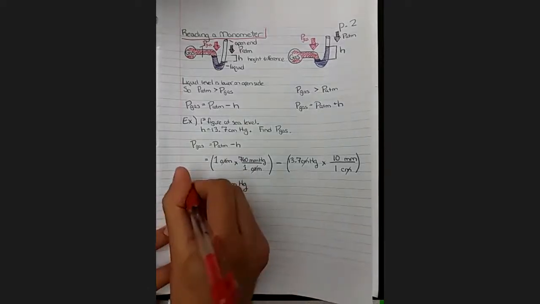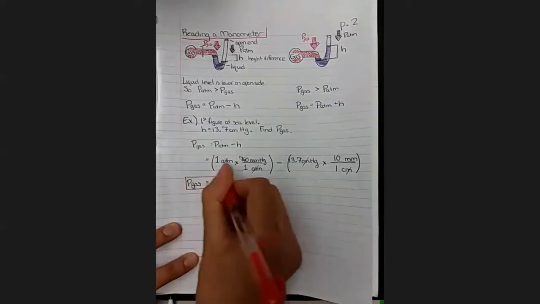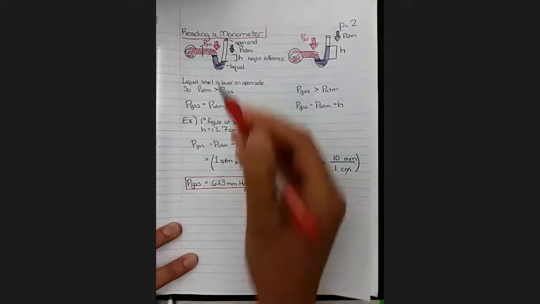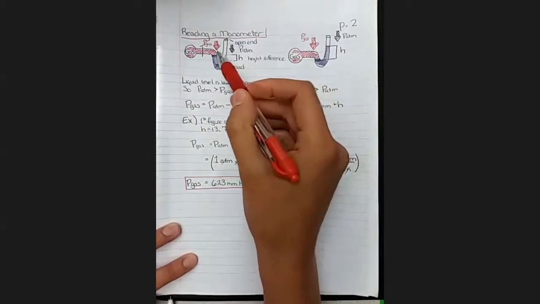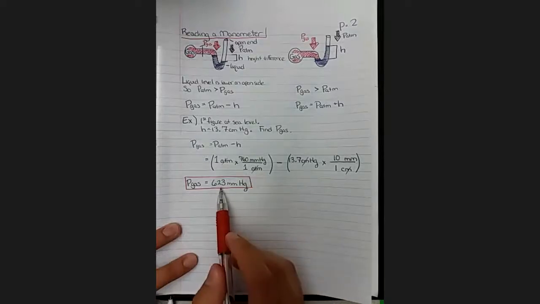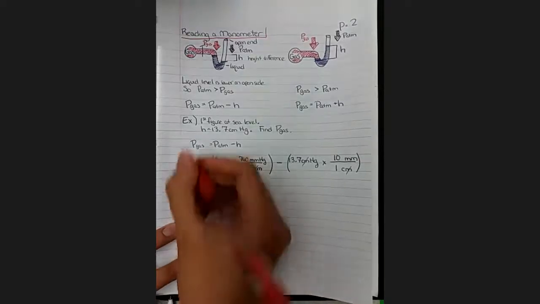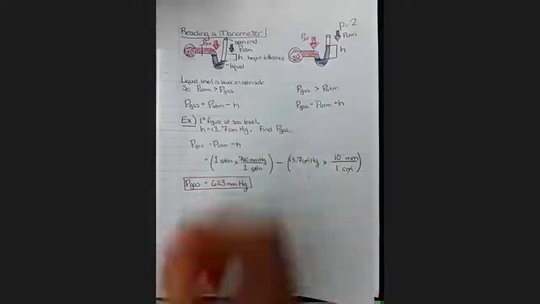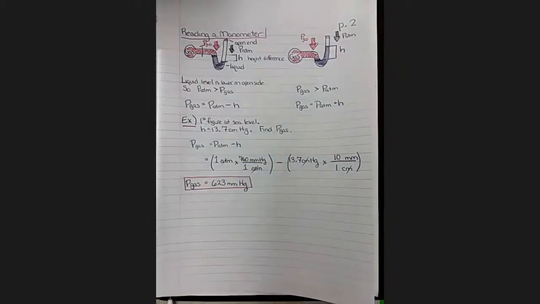And if we go back and do the sanity test to make sure that we're doing this correctly, we saw from the picture the atmospheric pressure should be larger than the gas pressure. So our atmospheric pressure was 760 and our gas pressure is 623. So that is indeed less, and that is how we read a manometer.